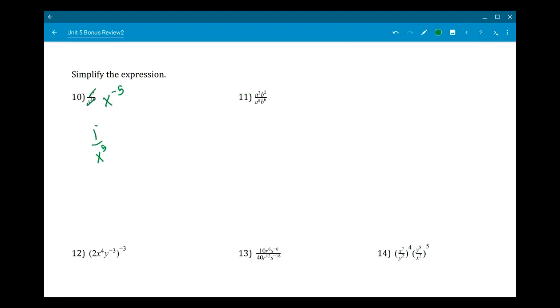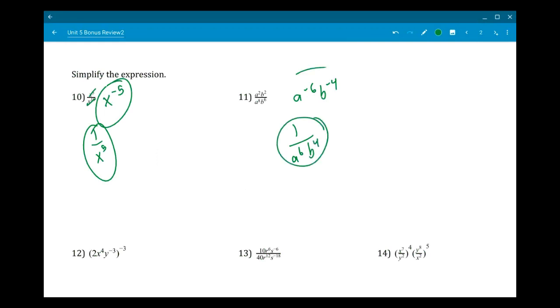Either of these answers is totally acceptable. It really doesn't matter which one you put. You don't have to put both. And either one of them would work totally okay. Same thing with number 11. You could write a to the negative sixth, b to the negative fourth, or you could write 1 over a to the sixth, b to the fourth. It doesn't really matter, again, which one you put. Both of those would totally be acceptable because they mean the exact same thing.